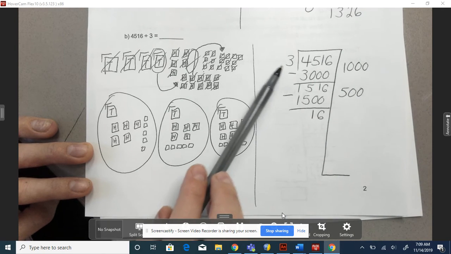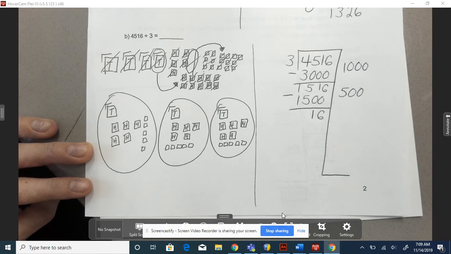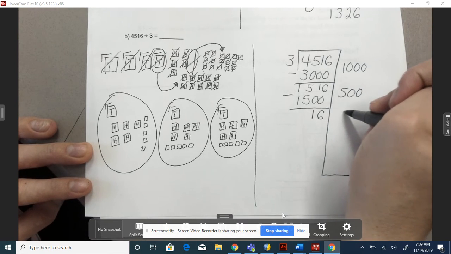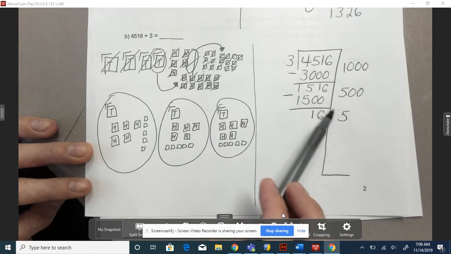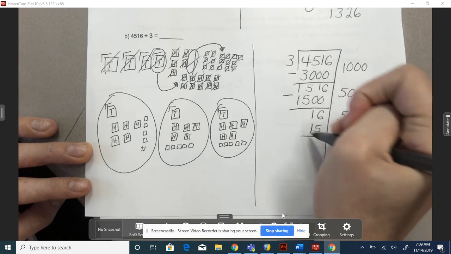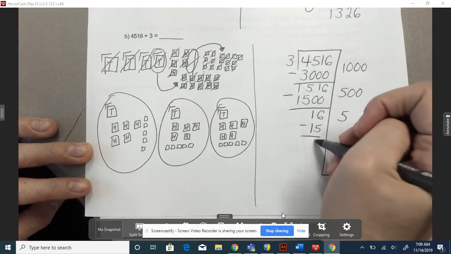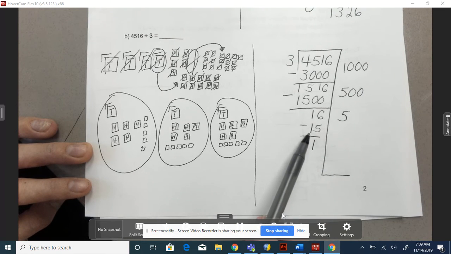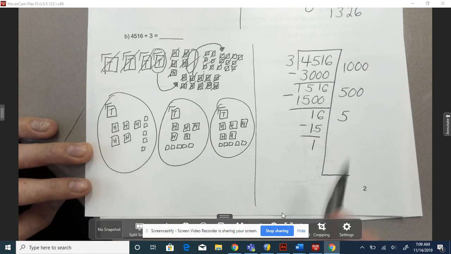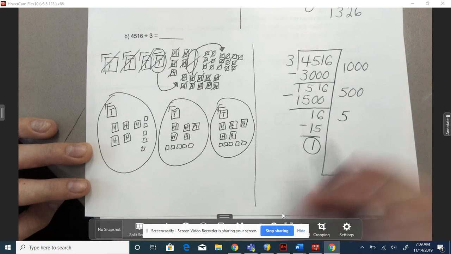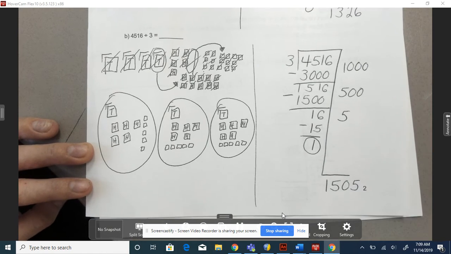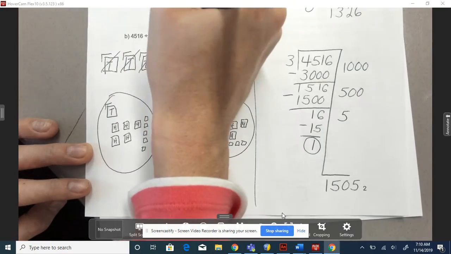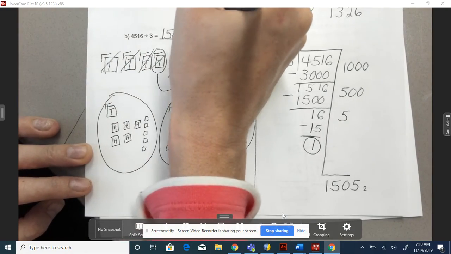Well, let me just use my basic facts. 3 times 5 is 15. 3 times 6, oh, that's 18. That's too big. So I'm going to use 3 times 5. Oh, wow, we put 5 in each group, just like we did over here. 3 times 5 is 15. 16 minus 15 is 1. Well, I know I can't split up 1 evenly between all 3 groups, so 1 is going to be my remainder. Let's add these up. 1,505. So my answer, my quotient, is going to be 1,505, remainder 1.